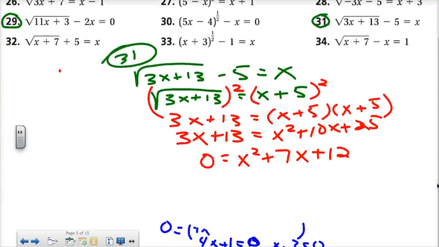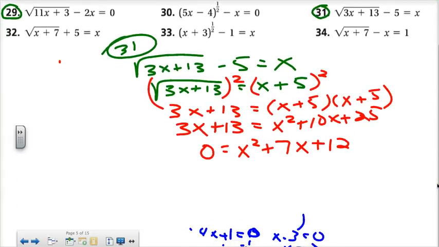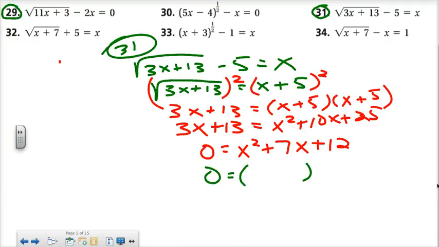And I'll scoot this up. And this one, not such a complicated factoring problem this time, because we have a 1x squared in the front, and x times x pretty obviously is going to give us x squared. Now I just need two numbers that multiply to 12 and add to 7, and that's going to be 3 and 4. So my two solutions are negative 3 and negative 4.